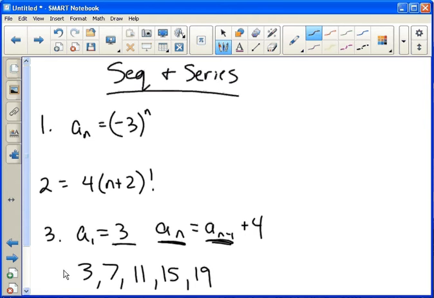So when you see all this crazy n and n minus 1 stuff, just remember this. It's telling you what to do next. So it's telling you to take your term and add 4. So that's all we did over and over. Add 4, add 4, add 4, add 4.